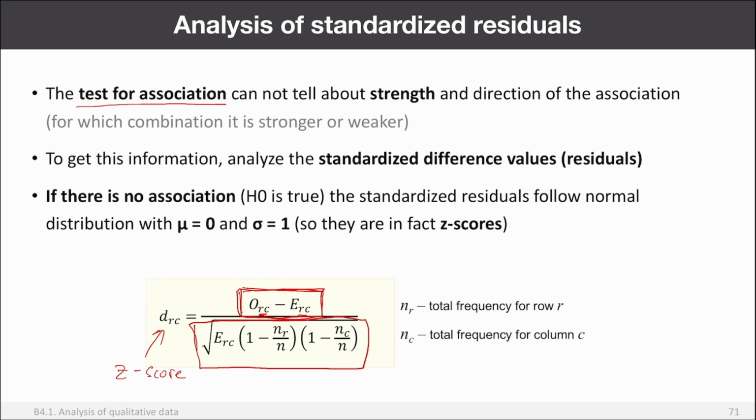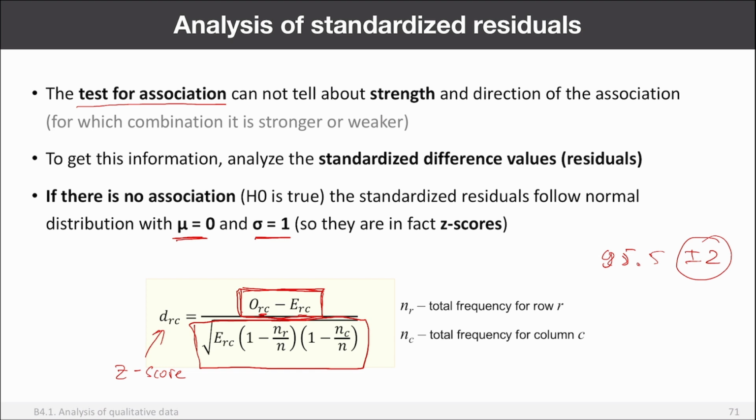And since these are z-scores, we know that the average of a z-score is 0, the standard deviation of a z-score is 1, and you know that 95.5%, for example, of z-scores will be located between 0 plus minus 2. So if a z-score goes beyond plus minus 2, it means that the z-score is extreme. So this particular residual is very likely not observed just by chance. It's very likely you have some systematic association here.